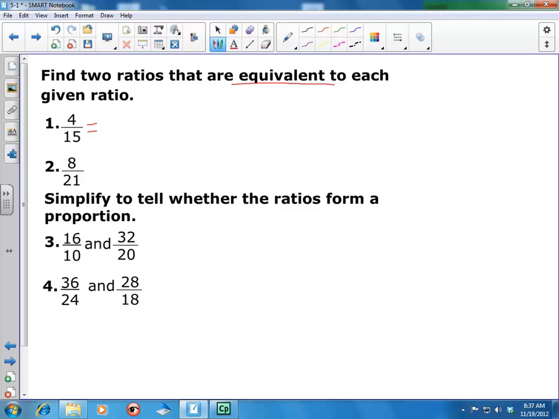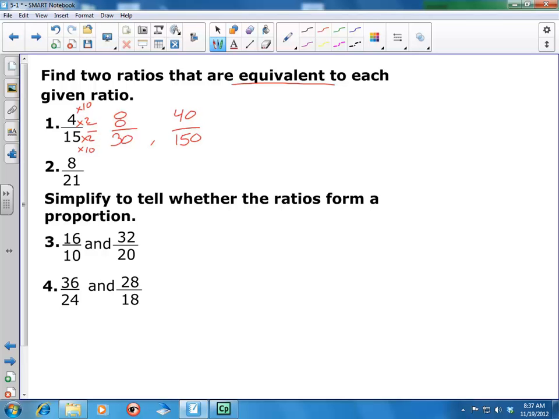We can typically either multiply or divide, which on this one, we could multiply both the 4 and the 15, say, by 2. Okay, so 4 times 2 is 8. 15 times 2 is 30. So 8 over 30 would be an equivalent ratio. Okay, we could also multiply it times maybe 10. Well, 4 times 10 and 15 times 10 would give us 40 over 150. Again, both of those are equivalent ratios. Okay, so let's take a look at our next one.